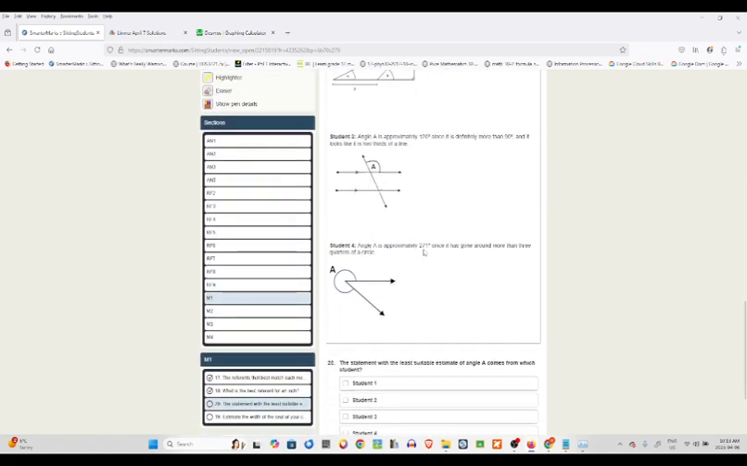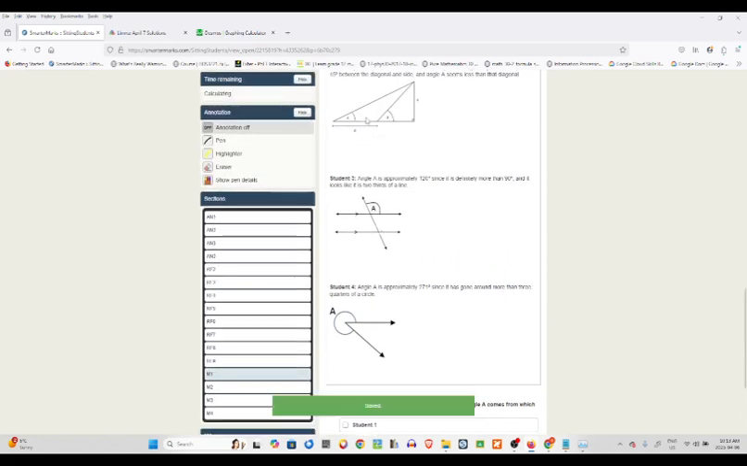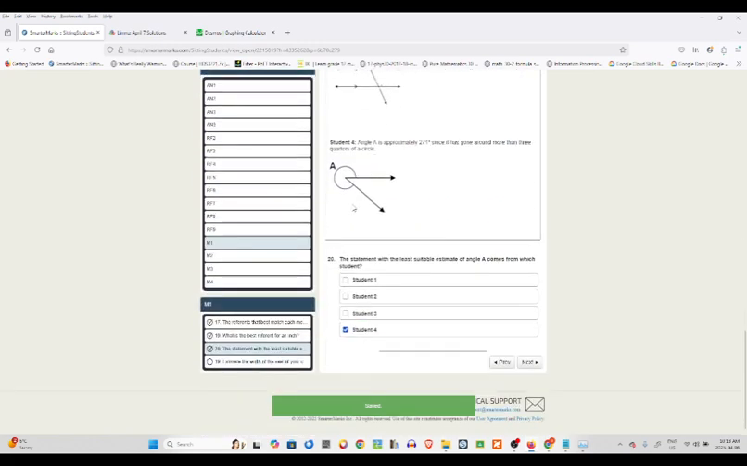Student 4: here, angle A is approximately 271 degrees since it's gone around more than 3/4 of a circle. Well, 271 would go from this starting point to a completely vertical line. This looks like it goes about half of that quadrant again. So I would say this is more like 315. So even 2 is a little bit shaky. It's definitely better than 4. 4 is the least suitable estimate.